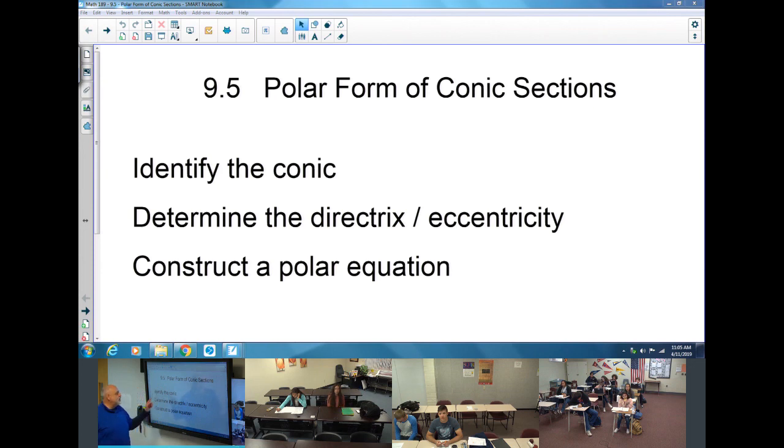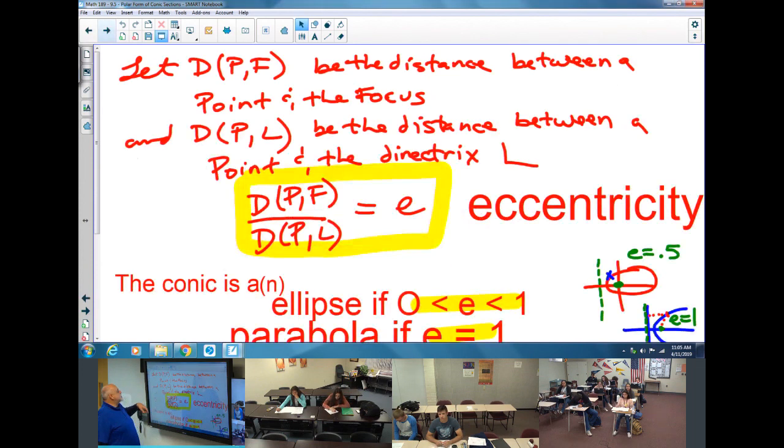So we'll use the polar form to identify the conic, and then determine the directrix and eccentricity, and then we'll also construct a polar equation given information about it. Okay. All right. So this is the screen with a lot of the notes on it. Okay. But it says let dPF be the distance between any point P and the focus. So that's why it's dPF. So from the point to the focus. And dPL be the distance between a point and the directrix L.